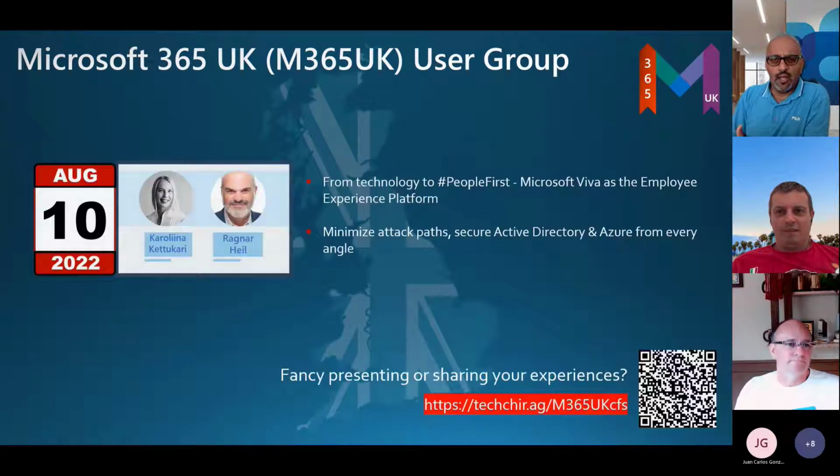Next month, I've got M365 UK organized again on the 10th of August, with two MVPs, Carolina Katukari from Finland and Ragnar Hell from Germany. Again, two different sessions. The first session from Carolina will be around Microsoft Viva, but this one is more around the business side of things as opposed to the tech. So that will be very interesting. And then a session from Ragnar will be around Azure Active Directory and minimizing the attack paths from every angle perspective that there is. So looking forward to welcoming those, and hopefully you can join us on the 10th of August, same time, 4 p.m. British Standard Time.